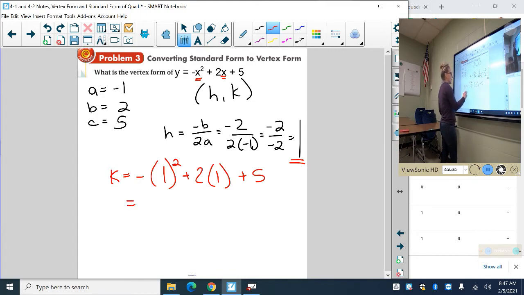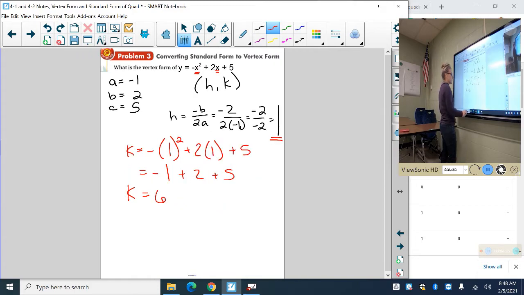So in this case, I have negative, and since I'm just squaring a 1, it would just be negative 1 plus 2 plus 5, which gives me 1 plus 5, which is 6. So my K value is 6. So my vertex, in this case, is 1, 6.